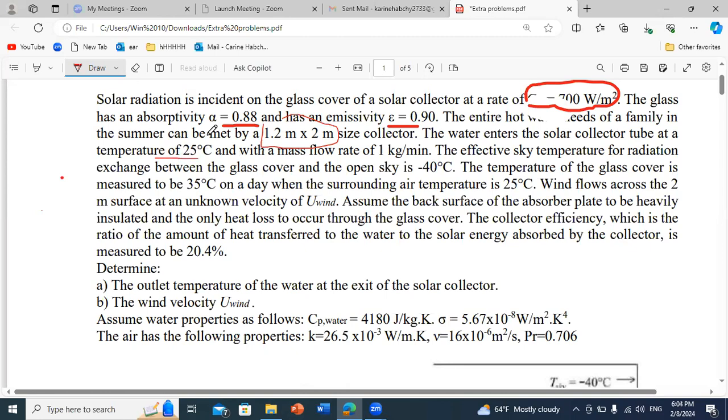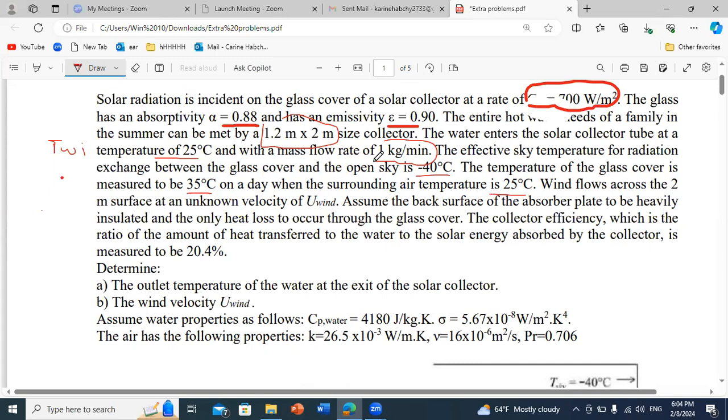Together we'll draw a small figure in order to see the components of the system. So water to be heated has an inlet temperature of 25 degrees, and the mass flow rate of water circulating in the system is 1 kilogram per minute. The effective sky temperature for radiation exchange between the glass cover and the open sky is minus 40 degrees, and the temperature of the glass cover is measured to be 35 degrees on a day when the surrounding air temperature is 25 degrees.